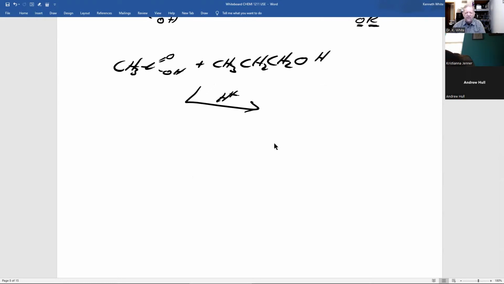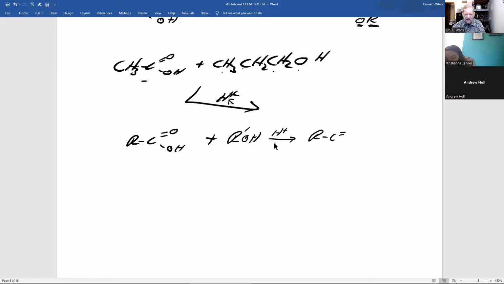So if we look at this reaction, we've got two organic molecules. The first one, what's different? Carbonyl, hydroxyl group, R group: carboxylic acid. Second molecule, carbon, hydroxyl group: alcohol. And don't forget the acid catalyst. And this is Fischer esterification, and you'll make an ester.